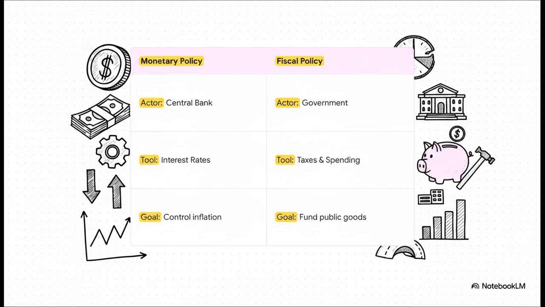The first is monetary policy. This is run by a central bank, like the Federal Reserve in the US. They play with interest rates and the money supply to either cool down or heat up the economy. The second is fiscal policy. That's the government's job, using its power to tax and spend.